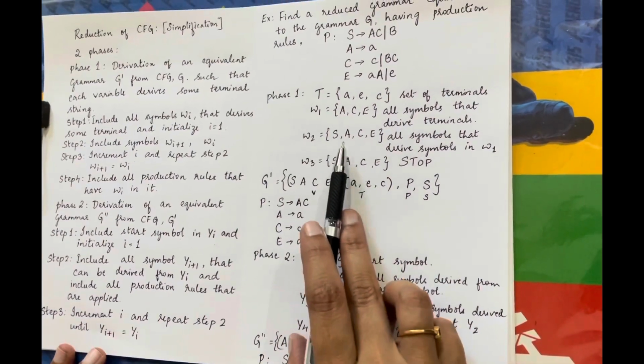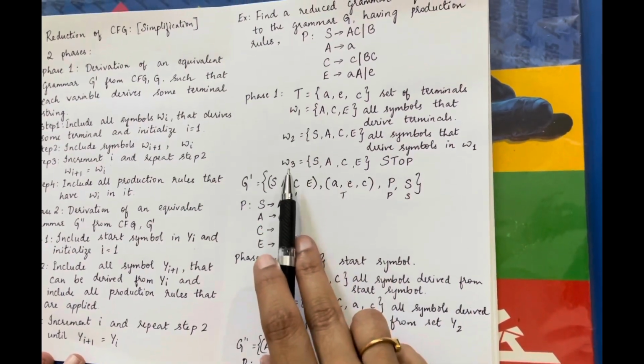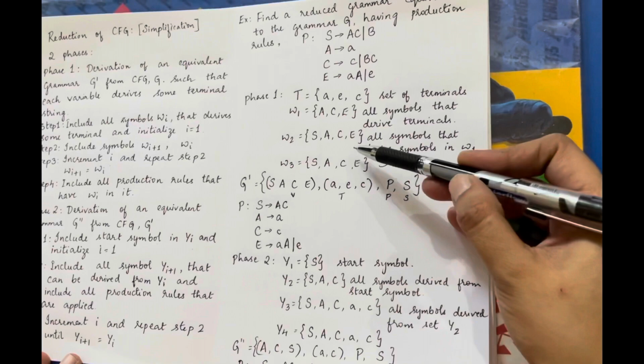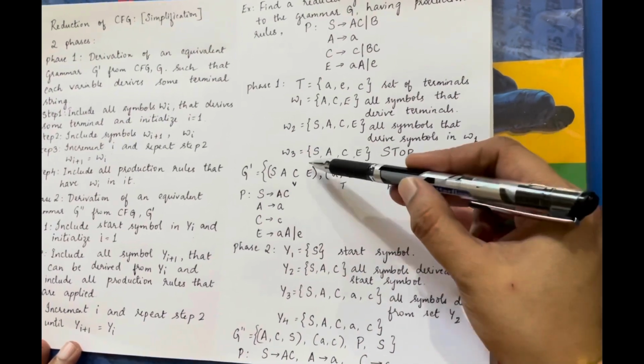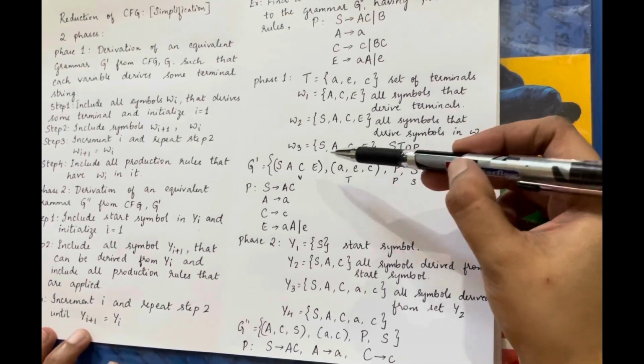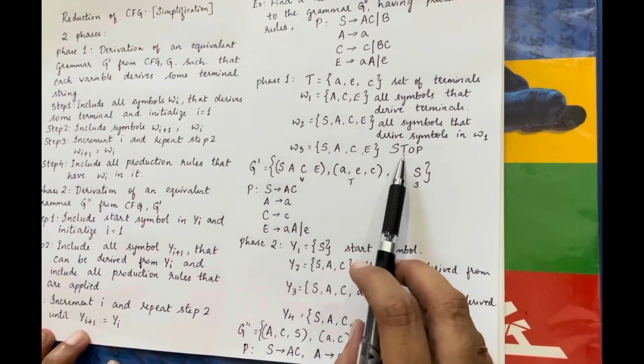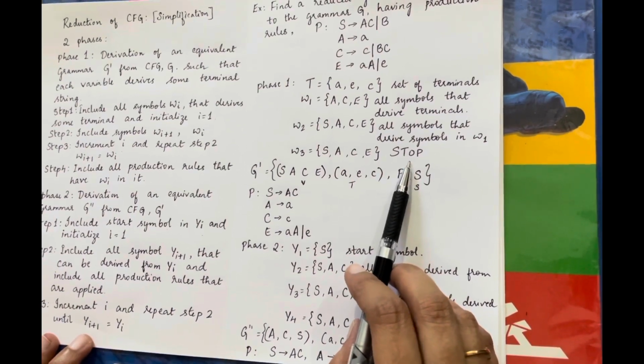Then you check all those symbols that you derive from W2, and that will appear in W3. First of all, you will write down what is there in W2, that is S, A, C, E, and you will check if you can derive any symbol other than S, A, C, E. If you can't derive any, then you will stop there according to our steps.